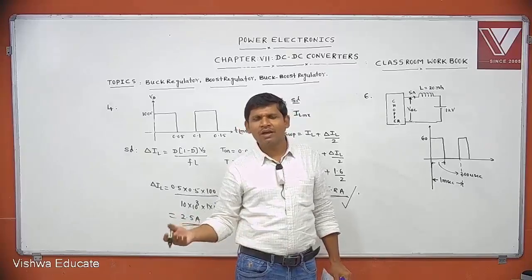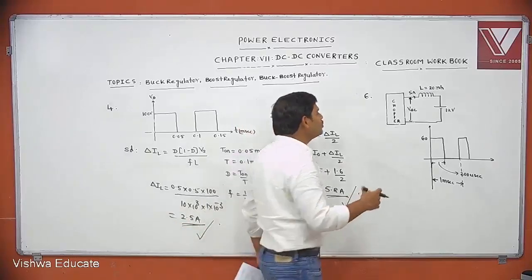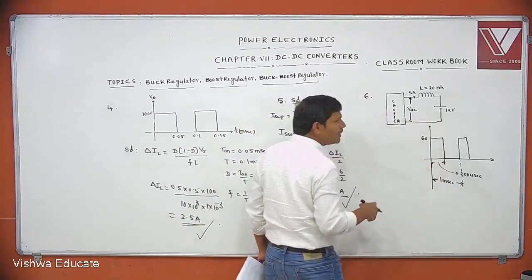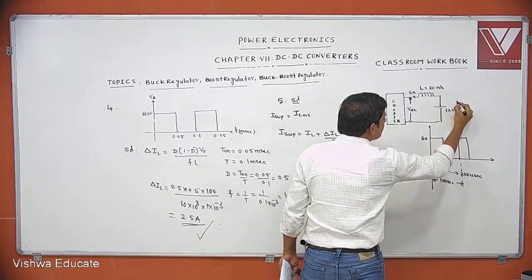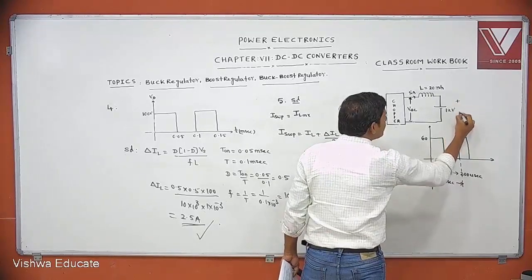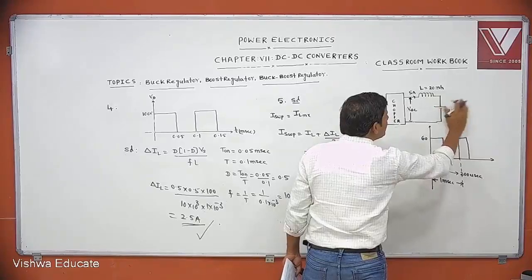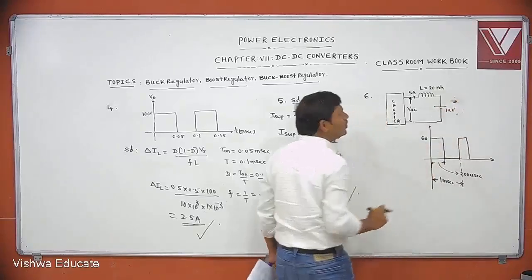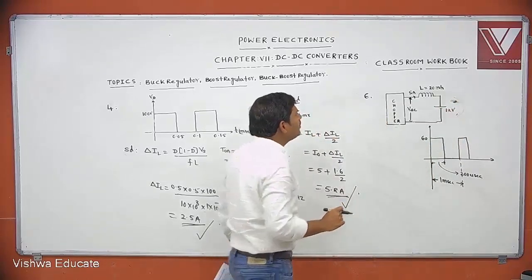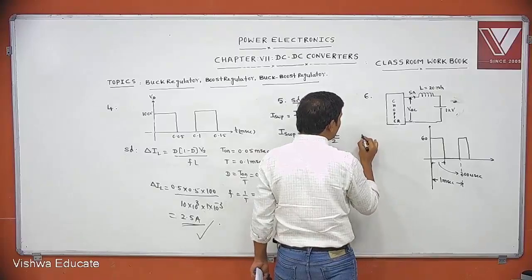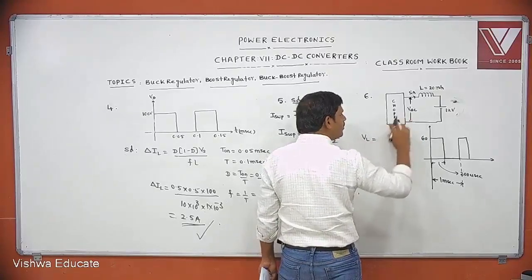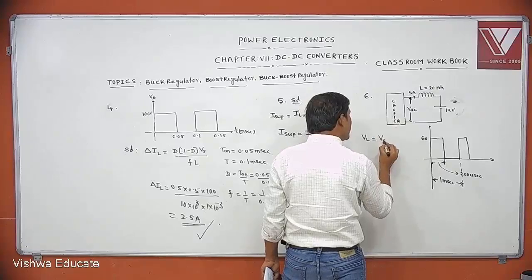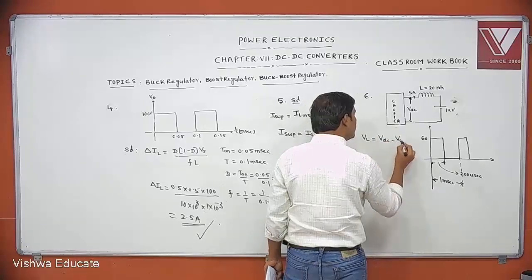Chopper on you take, or chopper off you take. If the chopper is on, let the voltage across the load be V0. If the chopper is on, how can we write VL? VL equal to VDC minus V0.